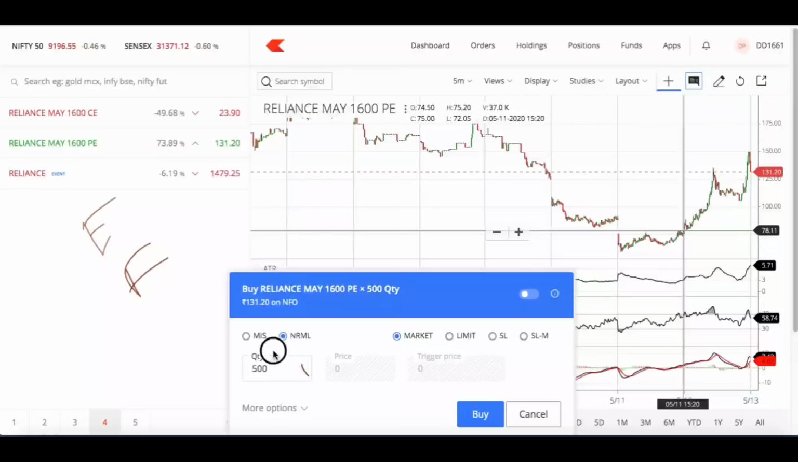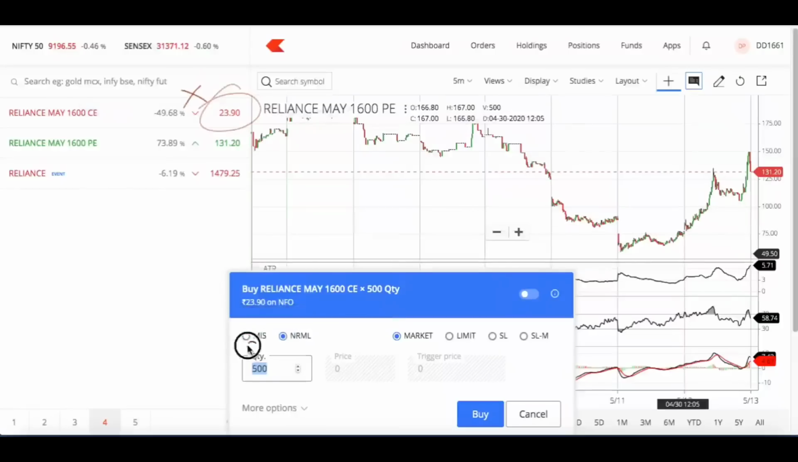Just hit the button. We should go with the futures lot size. In premium you have to pay this multiplied by the lot size. When you hit buy, see, this example is 500, so we are paying that money only for buying. Only for short selling you have to have the full exposure money. Like futures, you have to give the full money and take it, but for buying you need only the premium money.